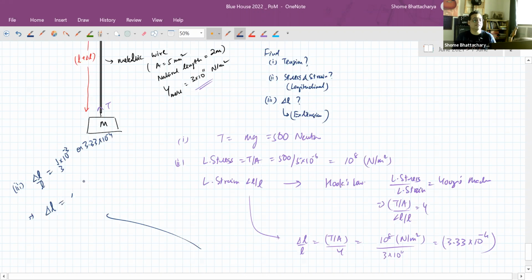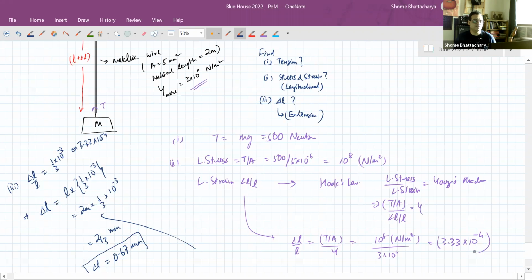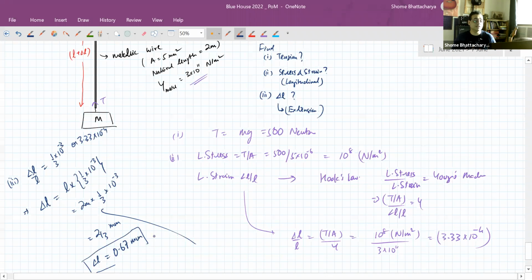Delta L is whatever the natural length was into the strain. The natural length was 2 meters. So it's becoming 2/3 of a millimeter or 0.67 millimeters. So that 50 kg block will stretch this 2-meter long cable by less than a millimeter even, 2/3 of a millimeter.